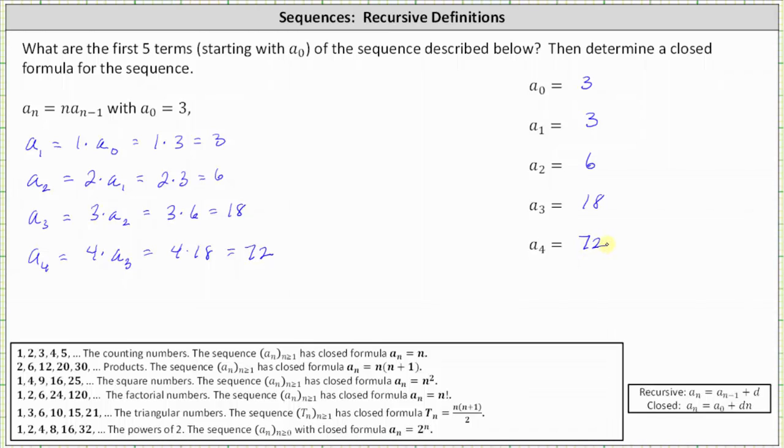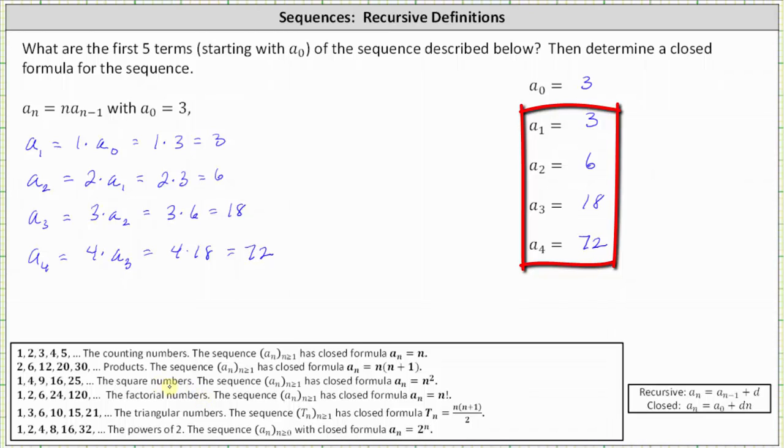And now we need to work on determining a closed formula for the sequence 3, 3, 6, 18, 72, and so on. Now if we take a look at the common sequences below, we need to be careful here. For most of these sequences, notice the first term is a sub 1, and our first term is a sub 0. So what we'll do is ignore a sub 0 and focus on the sequence of 3, 6, 18, 72, and so on, and see if we can determine a sequence below that resembles this sequence.